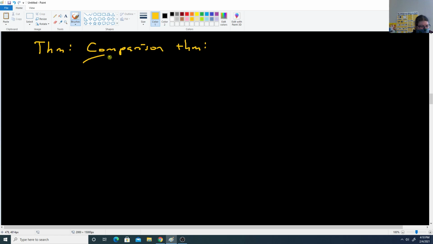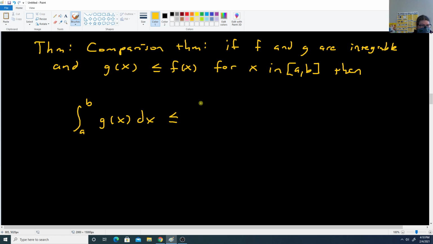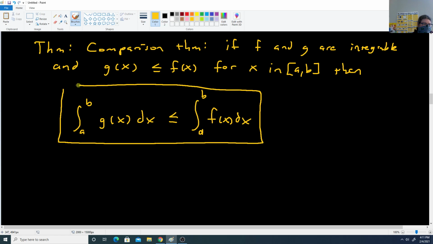So this says if f and g are integrable functions, and g of x, so the g function, is less than or equal to the f of x function for x in a region a to b, then the integral over that region of g of x is less than or equal to the integral over the region of f of x.